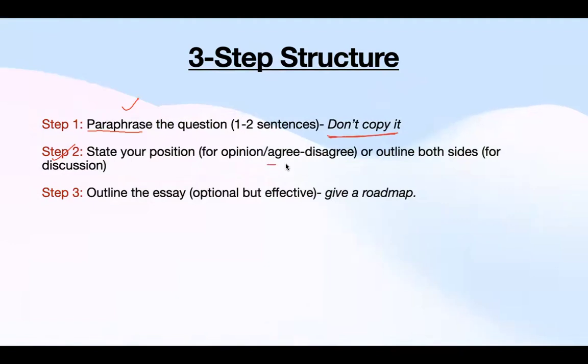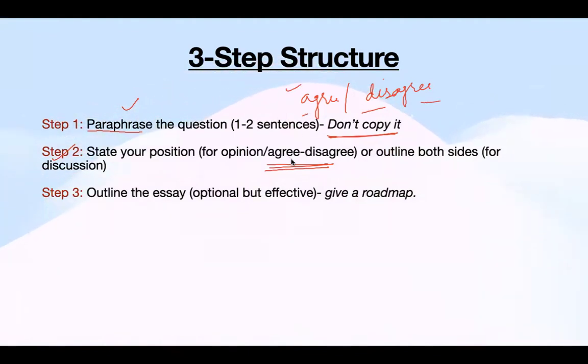For example, if they've asked you whether you agree or disagree, you should say that I firmly agree or I firmly disagree to the statement. Whatever your opinion is, bring clarity. And let's say if they asked you advantages and disadvantages, for that you can use synonyms like merits and demerits, which is perfectly fine. But you need to give that clarity related to whatever your opinion is.